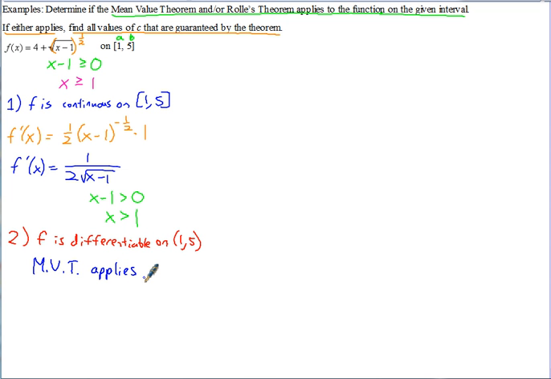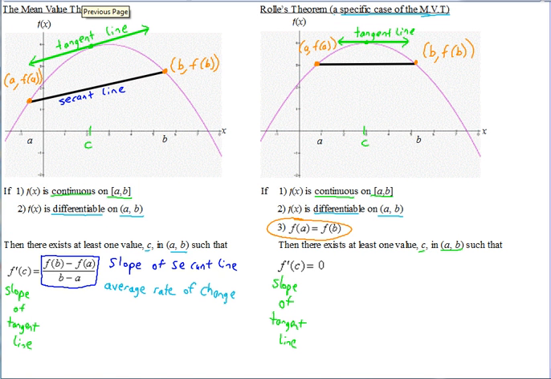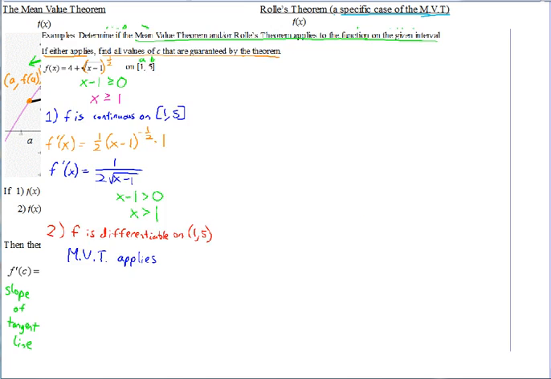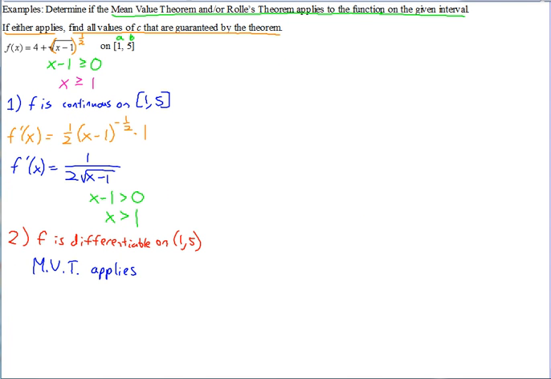Then to see if Rolle's theorem applies, remember the third condition on Rolle's theorem is that f of a equals f of b. So we want to determine if those are equal or not. So here's our a and b, so let's figure those out. So we can find f of 1 and f of 5 and see if those are equal. So if you substitute 1 in the original equation, probably easiest to use the radical form there. 4 plus the square root of 1 minus 1. Square root of 1 minus 1, that's just 0. Square root of 0 is 0, plus 4 gives you 4.